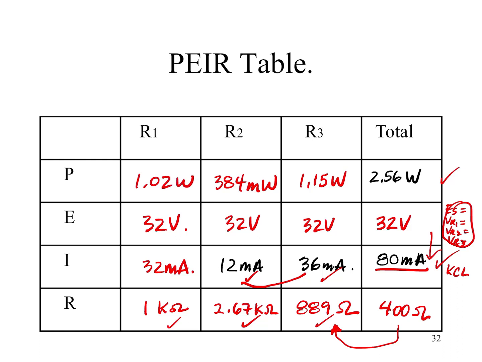Now, if you were to add those all up, you should be able to confirm that the power total value is the sum of all the individual powers. So let's try that. 1.02 watts plus 0.384 watts plus 1.15 watts. And sure enough, you get 2.56 watts.